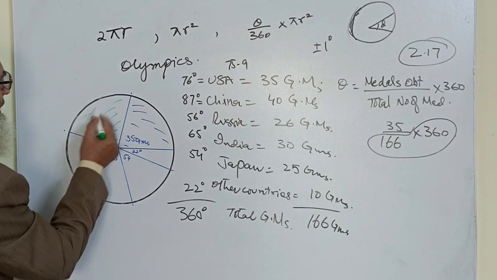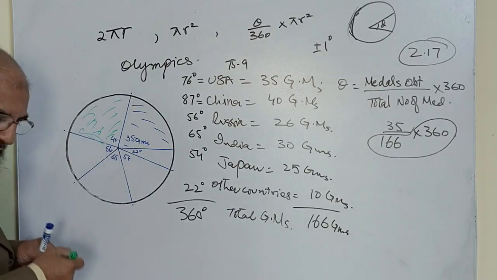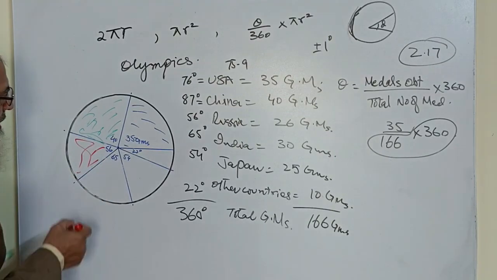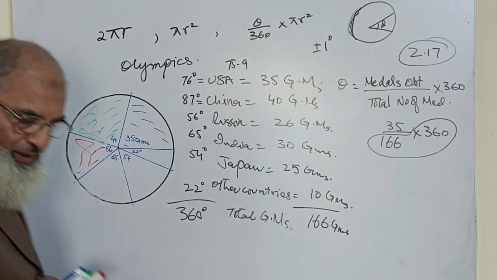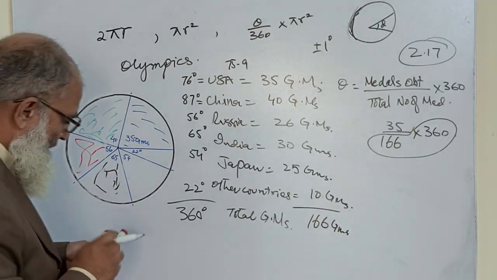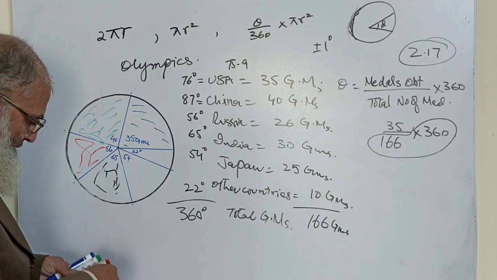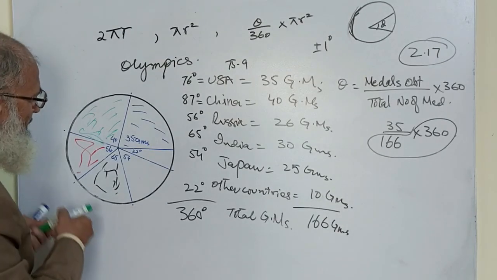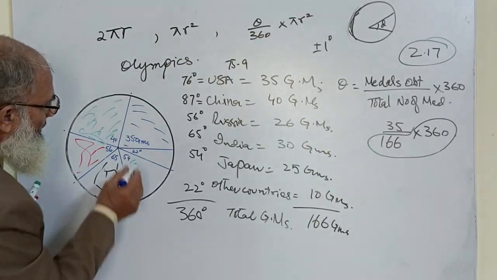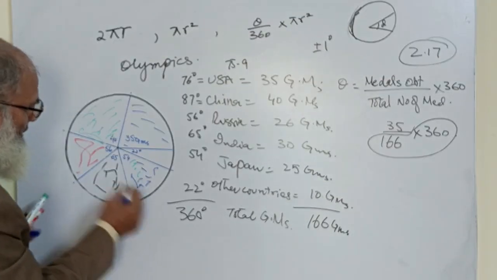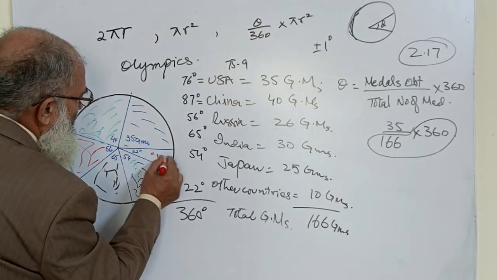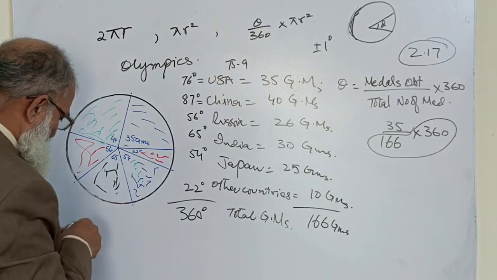Since I have only three colors, now this is green, this is red, and this is, let me say, black color, and some this and some this.